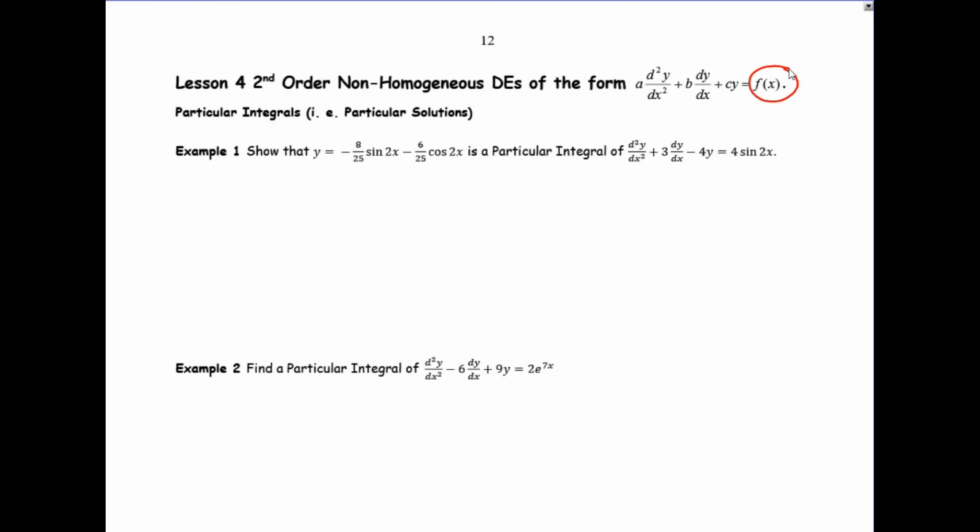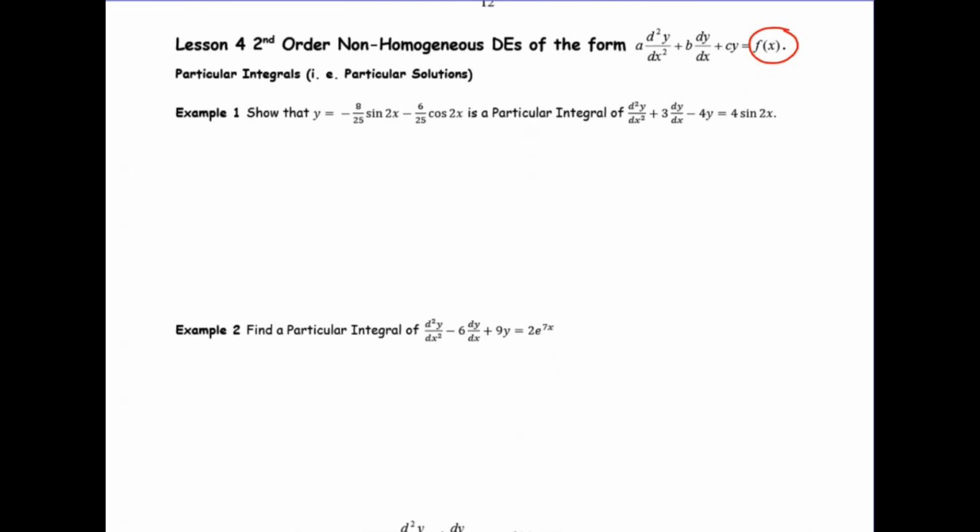This example one is kind of going to justify this a little bit. So here we've got a non-homogeneous second order differential equation. And notice the right hand side is 4 sine 2x. That's your f of x here. We've been asked to show that this equation here is a particular integral, a particular solution to this. Basically, we've been asked to show that if you substitute this in, it will satisfy this differential equation. Okay. So all I'm going to do is differentiate this twice and substitute it in.